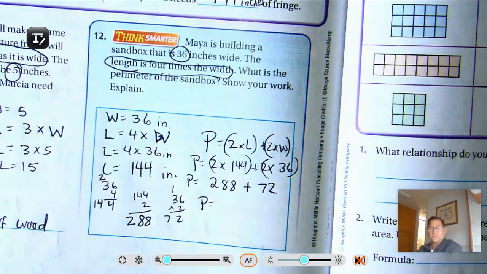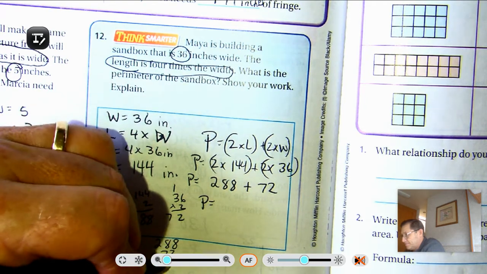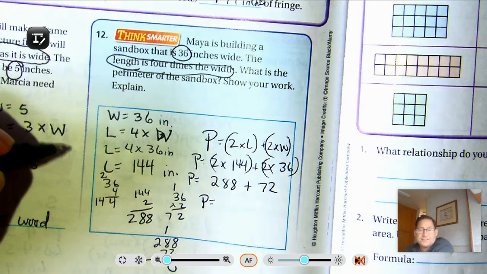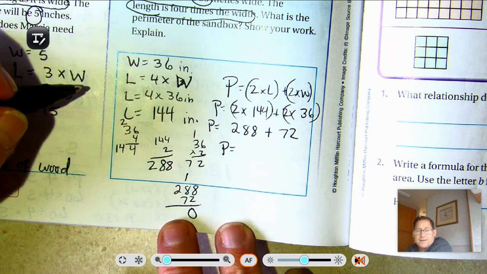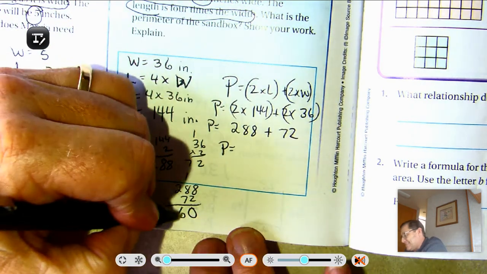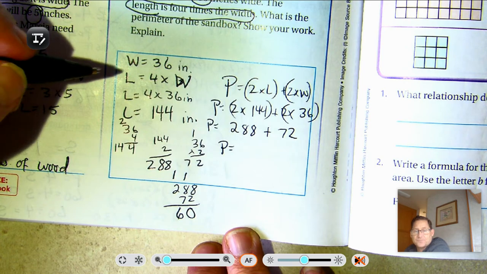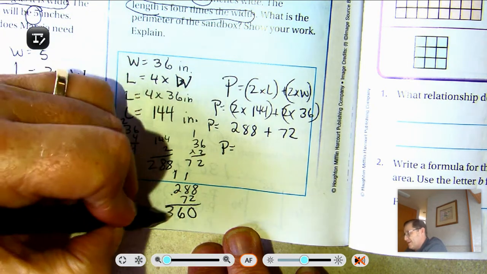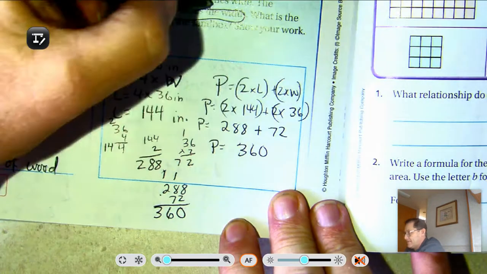Okay, so now we're just going to add 288 and 72. 8 and 2 is 10. Regroup that as 1 ten and 0 ones. 7 and 1 is 8. 8 and 8 is 16. Regroup that as 1 hundred and 6 tens. 2 plus 1, 3. So 360 inches.